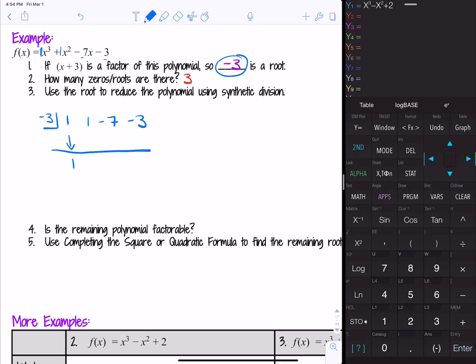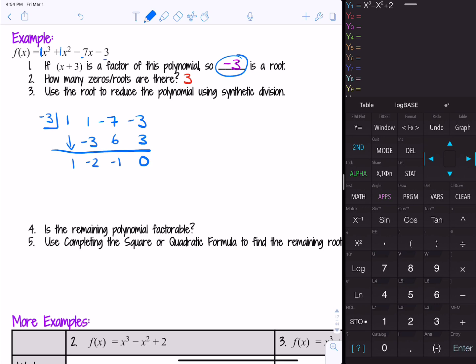So 1 times negative 3 is negative 3. 1 plus negative 3 is negative 2. Negative 2 times negative 3 is 6. Negative 7 plus 6 is negative 1. Negative 1 times negative 3 is positive 3. And then we should end up with 0 because we know this should come out evenly.